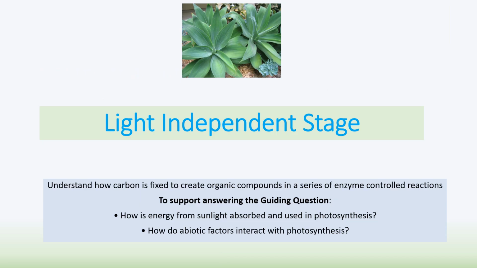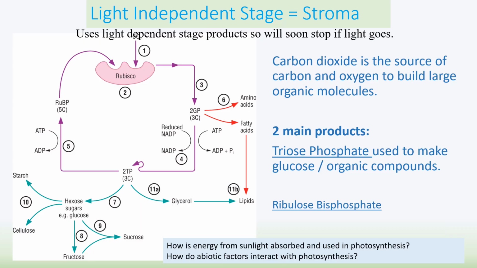So once we've made this reduced NADP, and once we've made this ATP, what do we do? The reaction requires the use of products from the previous stage, and if light is not available, this reaction would stop. So even though it's called the light independent stage, it does rely on products from the previous reaction, but it doesn't use light directly. This is occurring in the stroma, and if we talk through it, we start with ribulose bisphosphate, a 5-carbon compound. That then combines with, which you can't see here very well, carbon dioxide. The carbon dioxide is fixed into ribulose bisphosphate using the enzyme Rubisco.